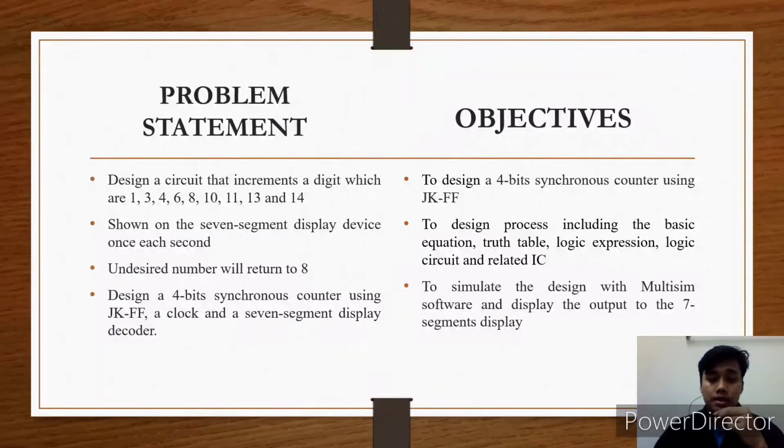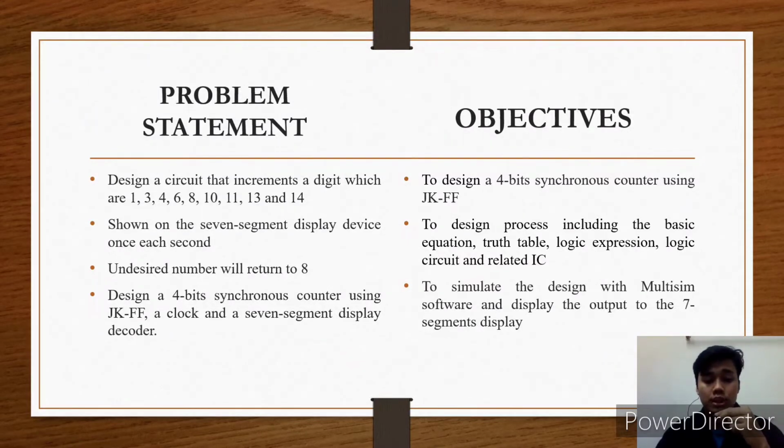Next, our problem statement. For this project, we need to design a circuit that increments a digit, which are the numbers 1, 3, 4, 6, 8, 10, 11, 13, and 14, shown on the 7-segment display device, one each second. An undesired number will return to number 8. So, to get this output, we must design a 4-bit synchronous counter using JK flip-flops, a clock, and a 7-segment display decoder.